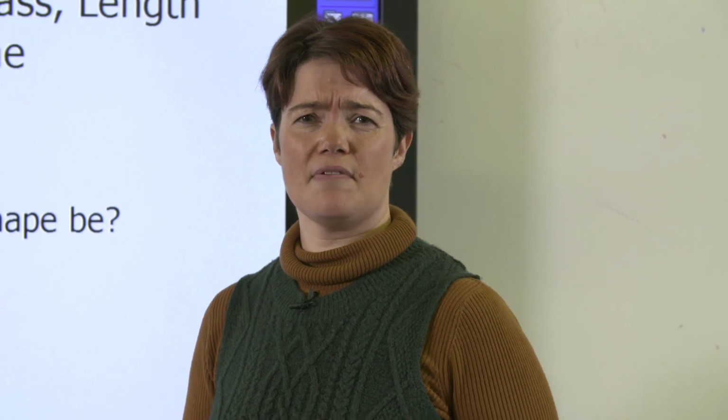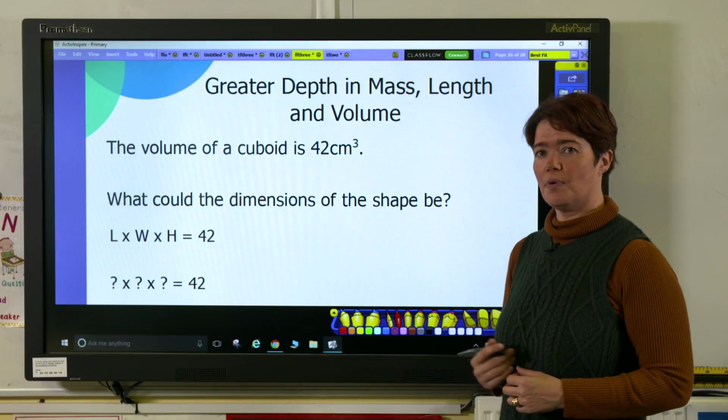Hi, I'm Zoe, and in this video we're going to be looking at examples of greater depth problems that can be used to assess pupils' understanding of length, mass and volume. This can be quite a complex area for pupils to visualise, so having those concrete resources to hand will be really useful. Here's our first problem.